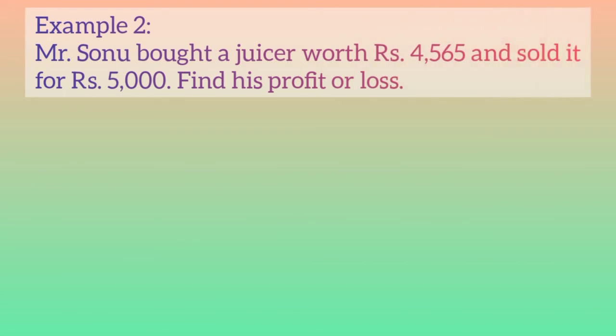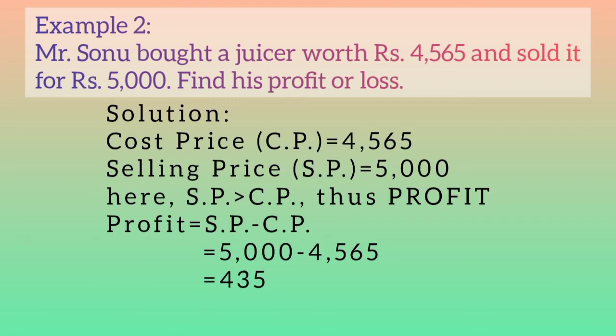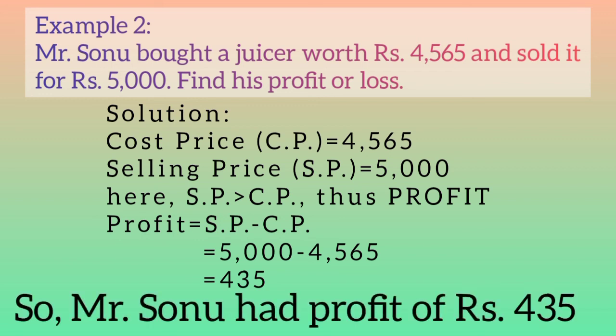Let's solve another example from the book only. Mr. Sonu bought a juicer worth rupees 4565 and sold it for rupees 5000. Find his profit or loss. Here cost price is 4565 and selling price is 5000. As we can see, SP is greater than CP, thus it's a profit. Profit is equal to SP minus CP. Putting the values, we will get 435. So Mr. Sonu had profit of rupees 435.